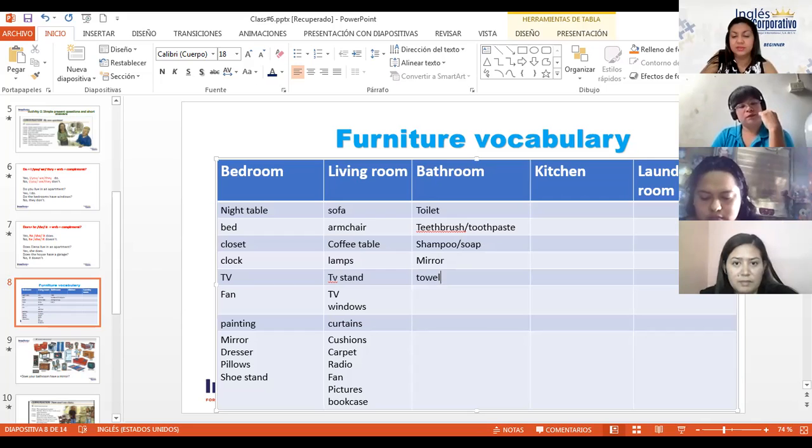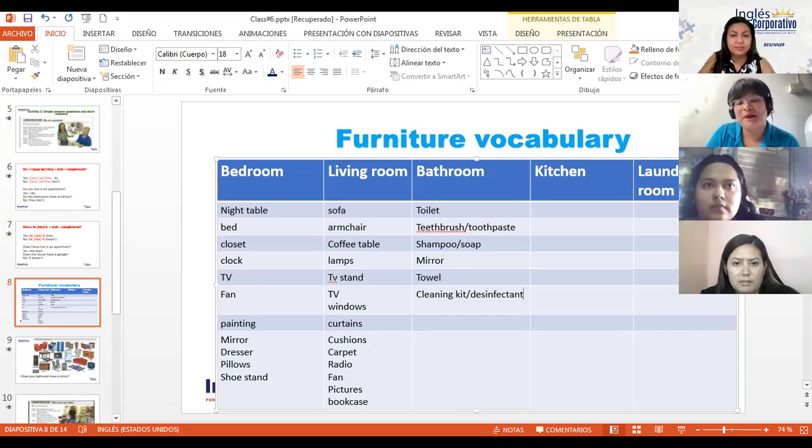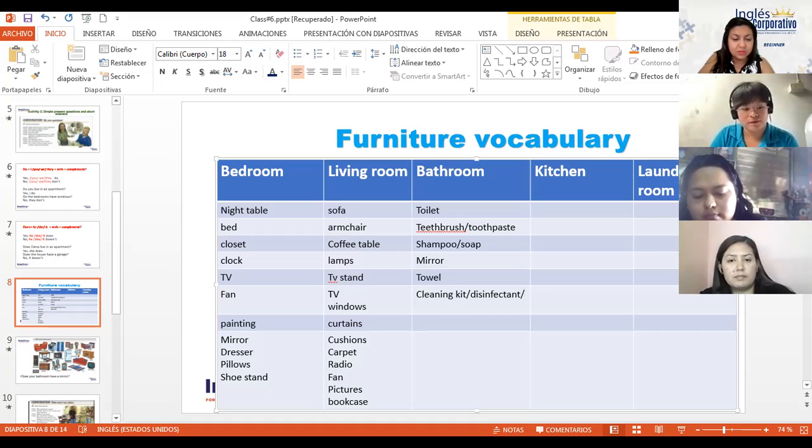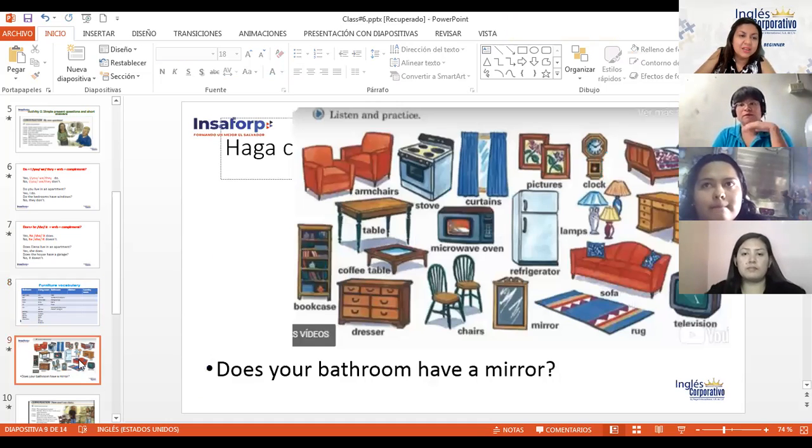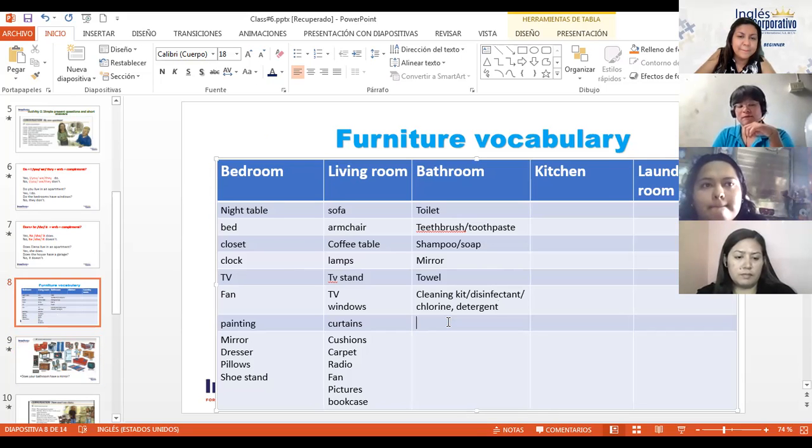A towel to dry yourself, right? Disinfecting. Okay, you can have a cleaning kit, right? Like disinfectant. Toilet paper. Chlorine. And the detergent. The sink, el lavamanos, right? A shower curtain also. La cortina de baño, shower curtain.